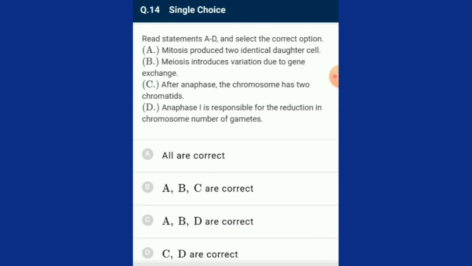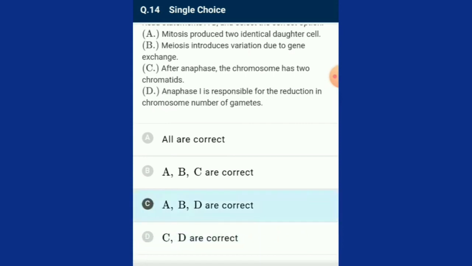Question number 14. Read the statements A to D and select the correct options. Statement A: mitosis produces two identical daughter cells, that is correct. B: meiosis introduces variation due to gene exchange, that is also correct. C: after anaphase, the chromosome has two chromatids, that is incorrectly given. In mitosis, an equational division, one cell divides to form two identical daughter cells. Meiosis produces genetic variation due to crossing over, which occurs during prophase 1 of meiosis. During anaphase, the centromere splits and the two chromatids are separated and start moving to opposite poles. During anaphase 1, the homologous chromosomes move to opposite poles, hence the reduction in number of chromosomes happens. So C is incorrect. D is correctly given. So the correct option is C. From the given four statements, A, B and D are correct.